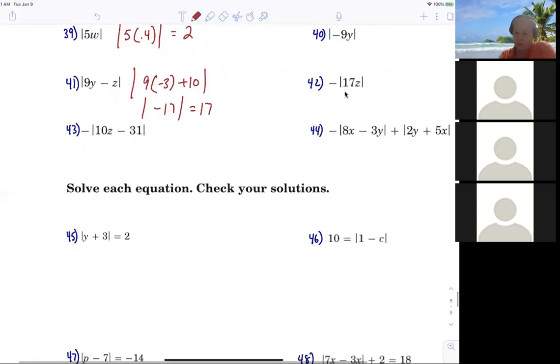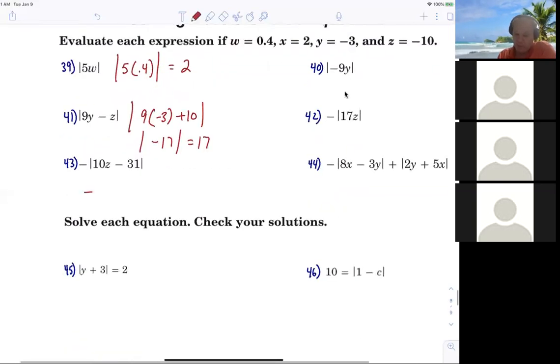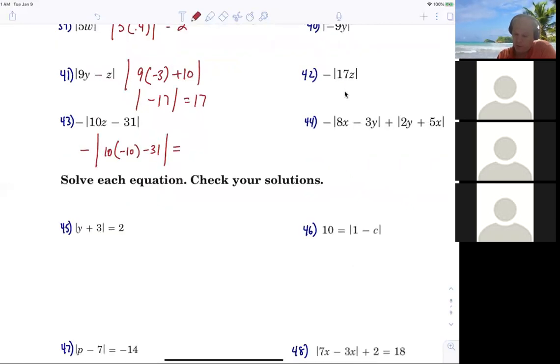All right, number 10, negative absolute value, 10 times -10 minus 31. All right, now be careful here. Negative absolute value, -100 minus 31, negative absolute value, -131. Absolute value of -131 is 131, but there's a negative out in front. So your actual answer is -131. Okay. So again, practicing your mental math, no reason for calculators.